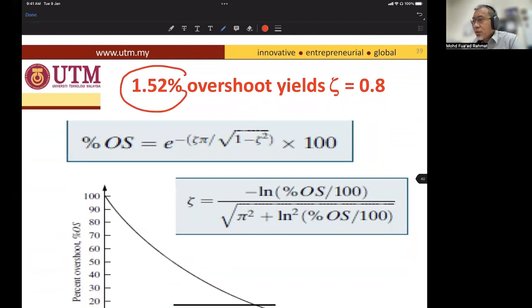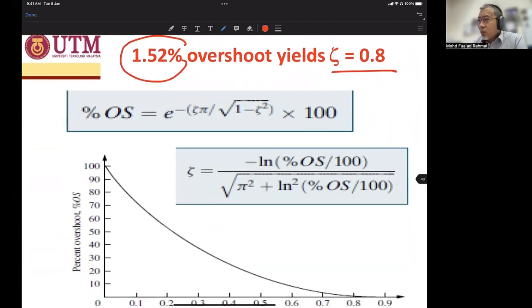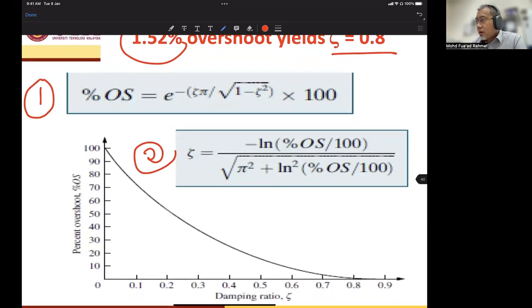So we have to start by looking at the corresponding zeta value for 1.52% overshoot, which is 0.8. How do I get zeta 0.8? As I told you before, we have three ways. The first method is using the overshoot percentage formula, and then straight away using a zeta value. Then a graph is given, and at 0.8, about over here, is 1.52%, at the bottom.